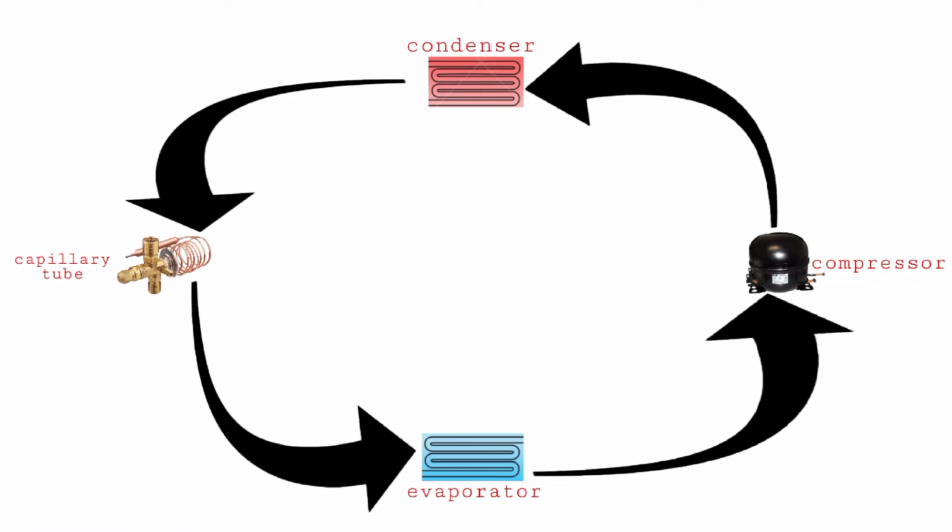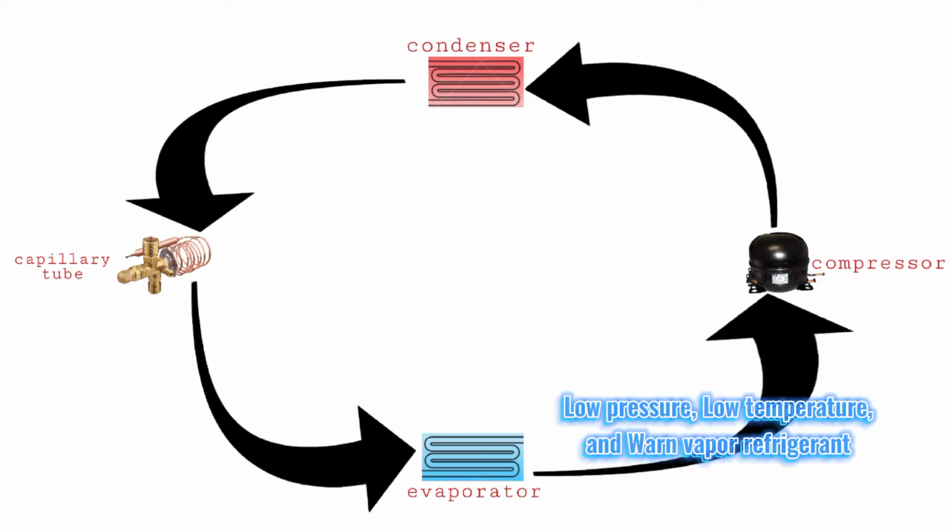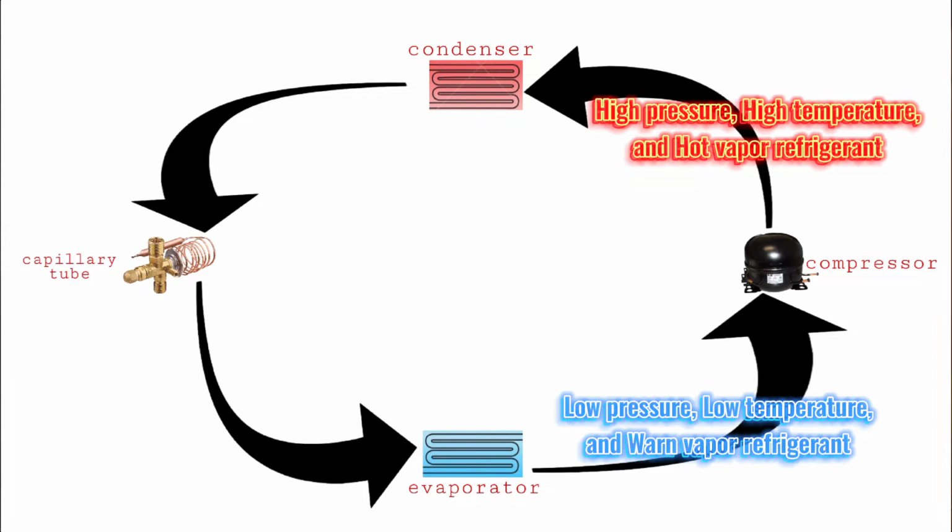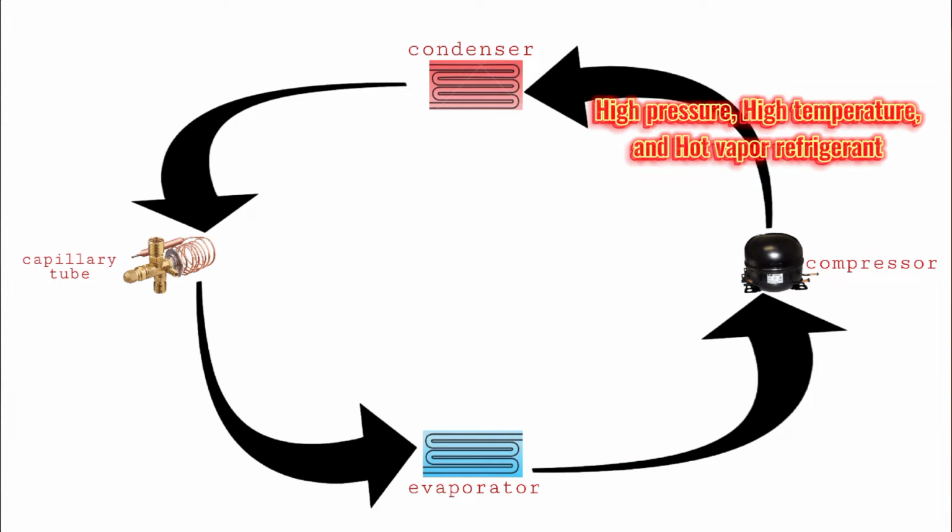So let us start now how it actually works. Upon working of the compressor, hihigupin niya yung low pressure, low temperature, and warm vapor refrigerant from the evaporator. Then after passing the compressor, it is already converted na into high pressure, high temperature, and hot vapor refrigerant na isusupply niya naman kay condenser.